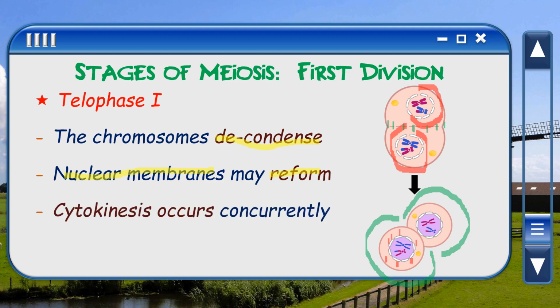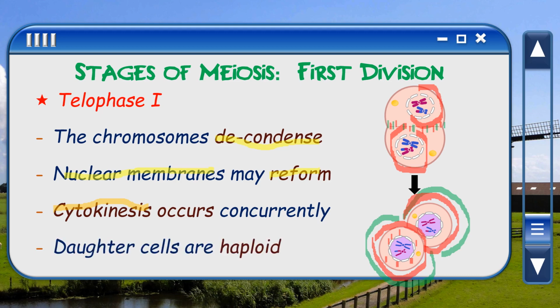And then, lastly, cytokinesis occurs concurrently at the same time. Cytokinesis is that process whereby the cell is dividing itself into two. It occurs at the same time, and at the end we shall have two daughter cells that are completely separate from each other after cytokinesis has taken place.